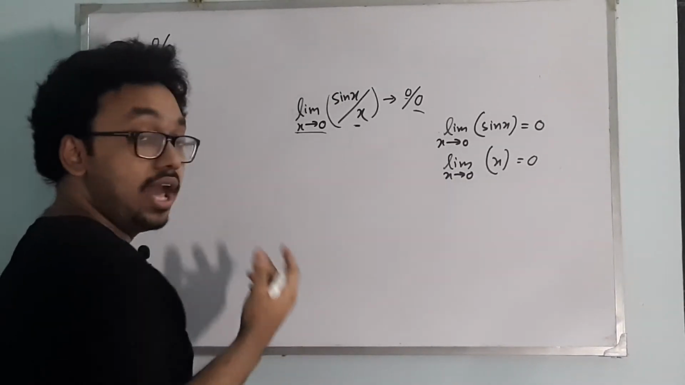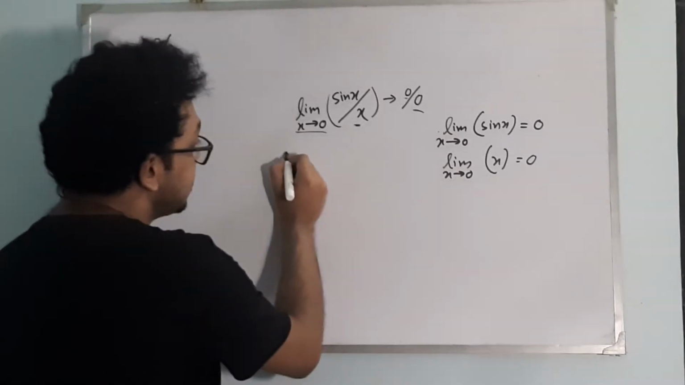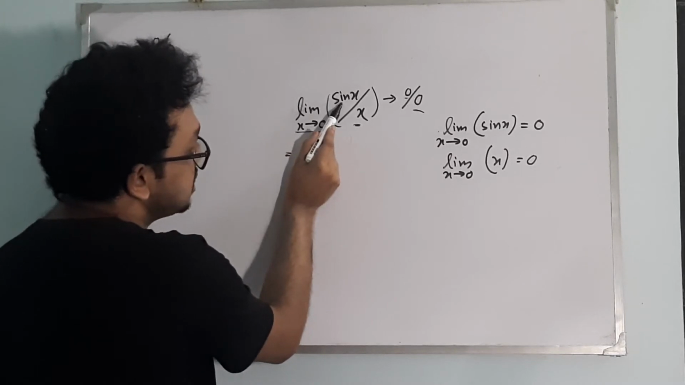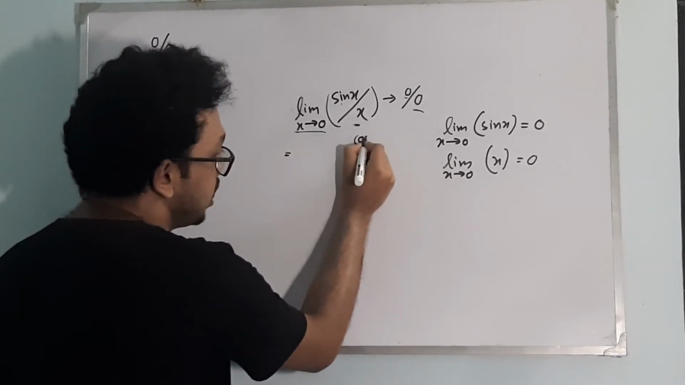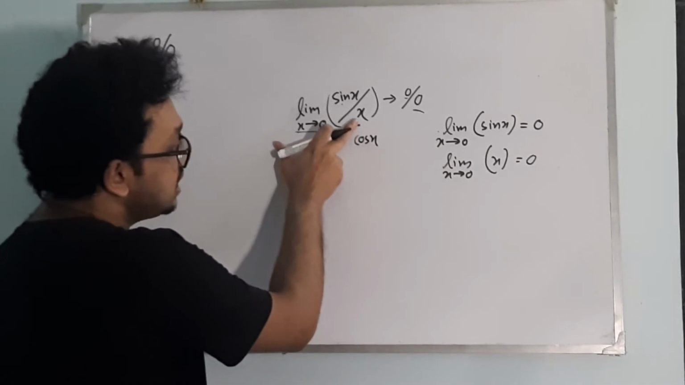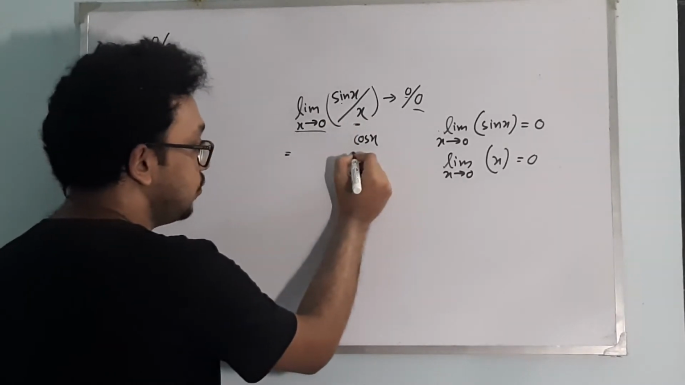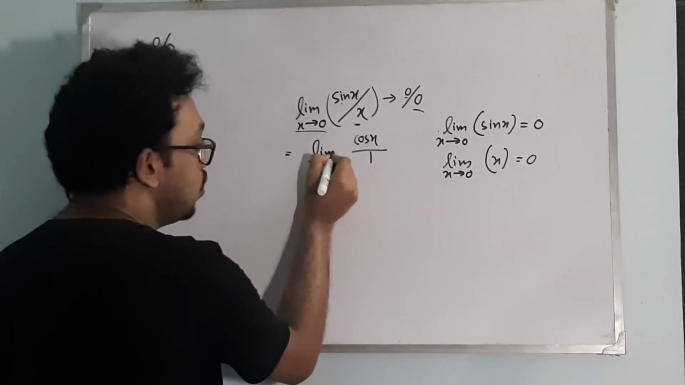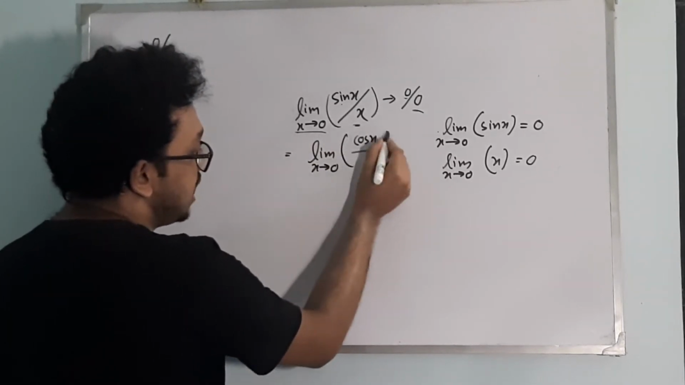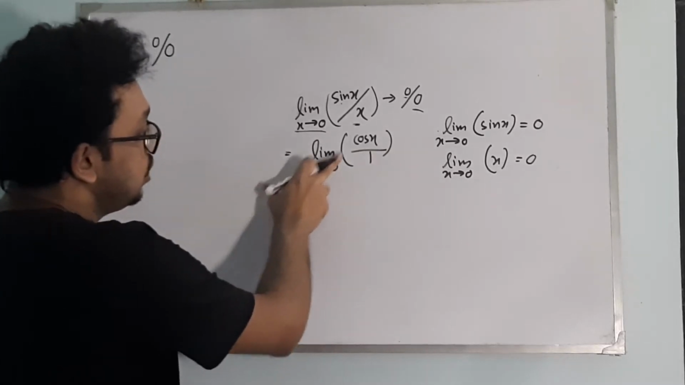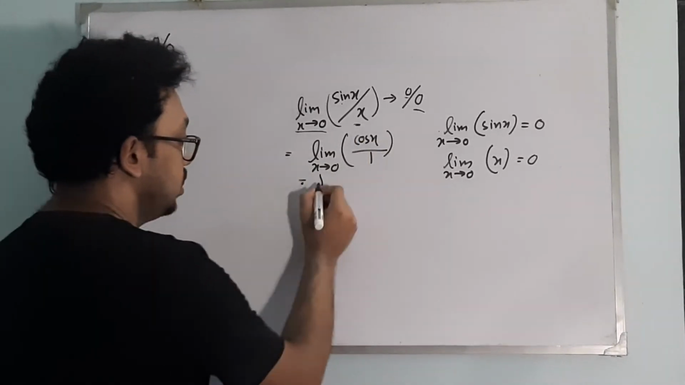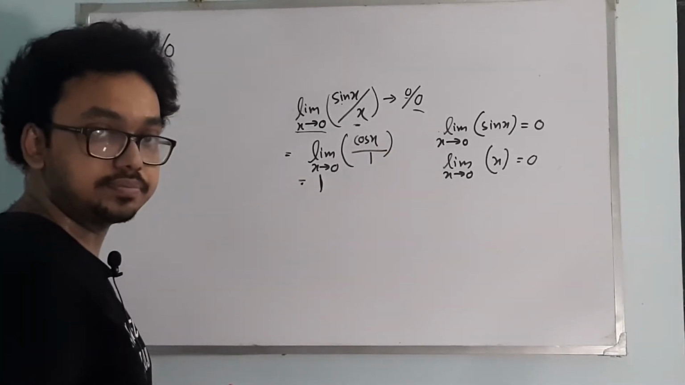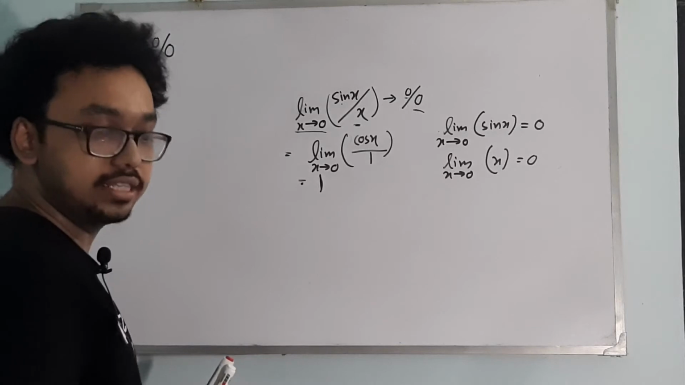So in this case we will differentiate the numerator with respect to x. If we differentiate the numerator sin x with respect to x, we will have cos x. We will differentiate the denominator x with respect to x, and we will have 1, and we will find the limit. And we see that the limit as x tends to 0 of cos x is nothing but 1, because when x is tending towards 0, cos x will tend towards 1. So this is the proof of that.